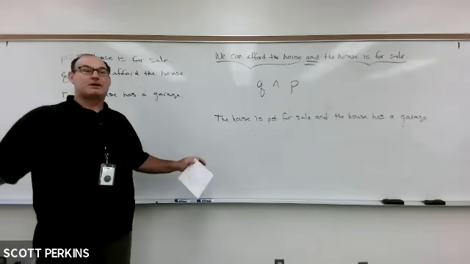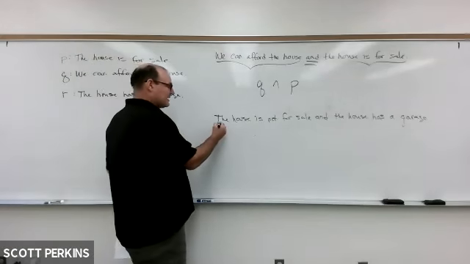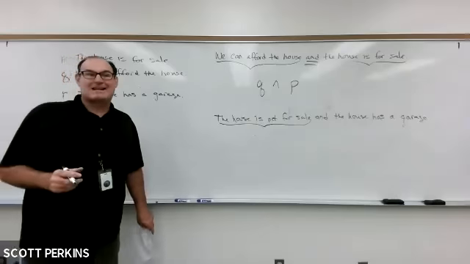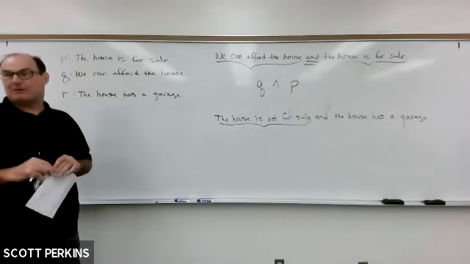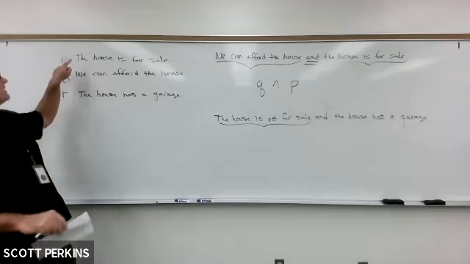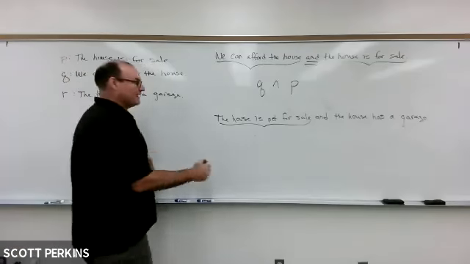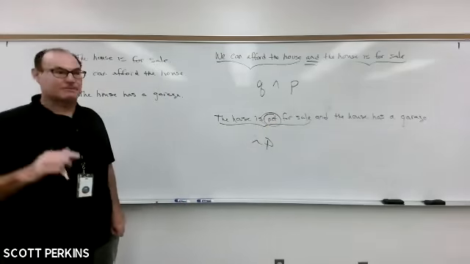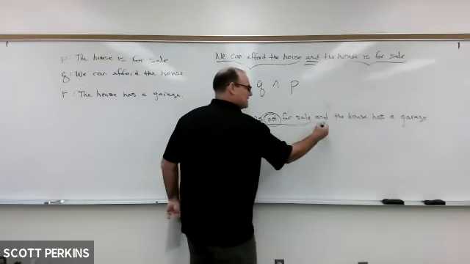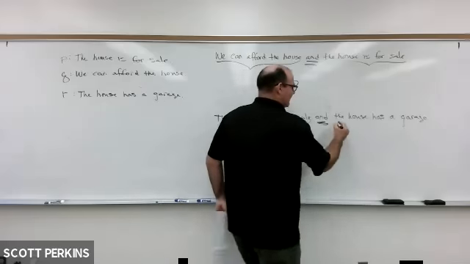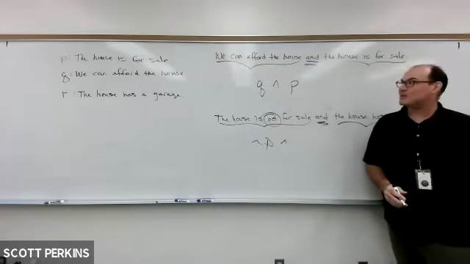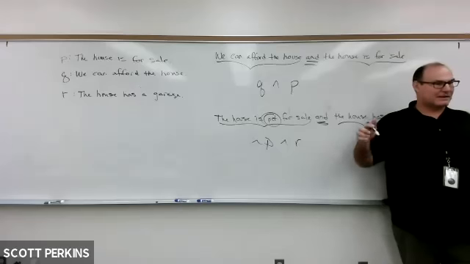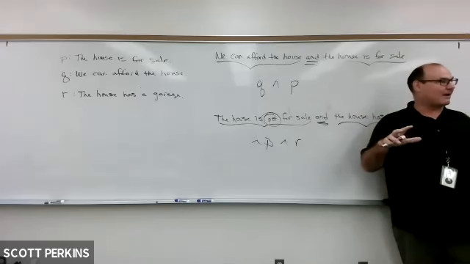Here's where you need to read carefully. This first statement says the house is not for sale. What is that symbolically? Perfect. The house is for sale is P, but then the not makes it squiggly P, the negation. The and is a caret. The house has a garage, and that is R. Sounds like I'm getting a little more feedback, so we're getting there.